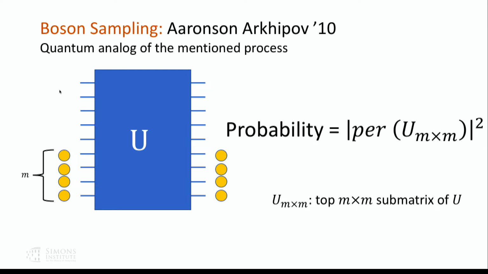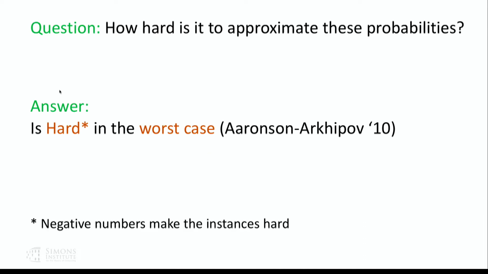Now, what is relevant to understand about this model is that I can prepare an arbitrary unitary matrix of, let's say, size n times n, and this model encodes in its probabilities of transitions the permanent of submatrices of this unitary matrix. So now I ask the same question again. How hard is it to approximate the probability of the events coming out of this quantum computer?